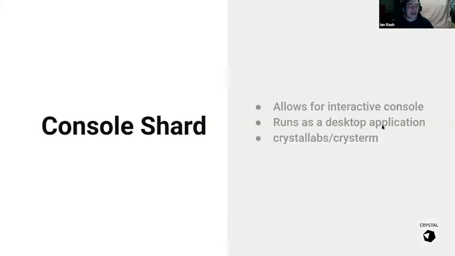There we go. And last but not least, we have Crysterm. So Crysterm is, I think Daver's going to be talking about that on track 1. And I think it's either next session or the one after. But it's basically a console shard that allows for interactive console applications to be made. It runs as a desktop application essentially, just in the terminal. And it's really powerful. I was actually playing around with some of the ASCII art stuff that could be done, but I don't have too much to show off. I couldn't find any people in the community making ASCII art with it.